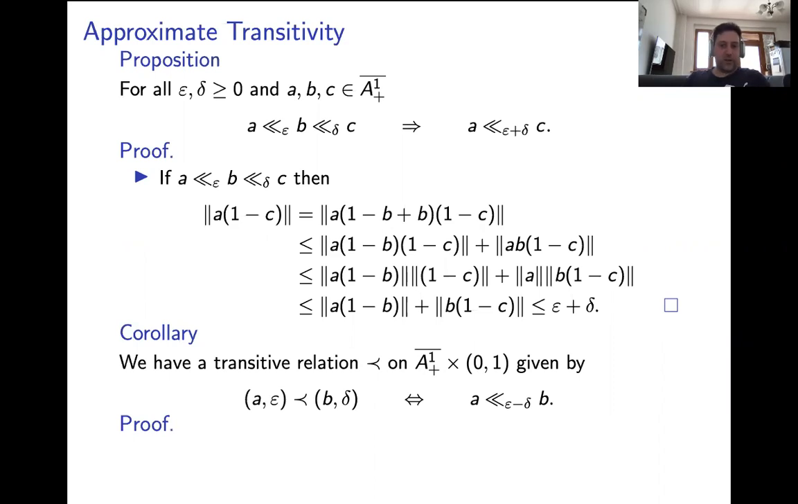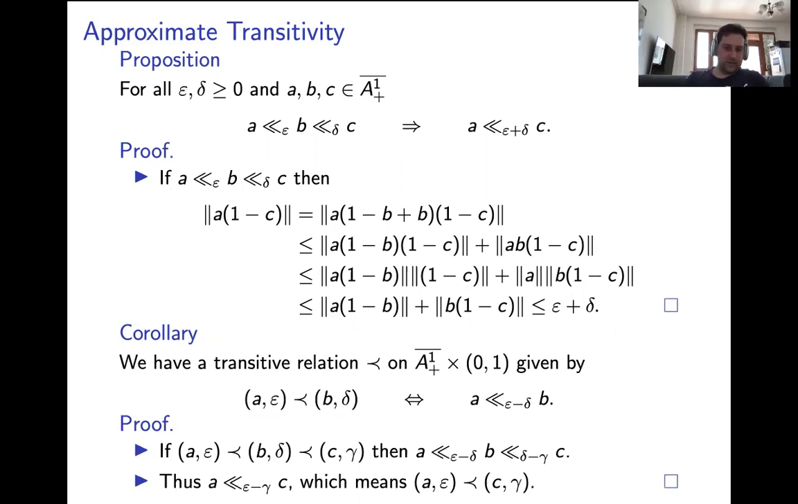And why is that transitive? Well, it follows immediately from approximate transitivity above. So if we have these expressions, if A epsilon is below B delta, is below C gamma, well, then what that really means by definition is this. But then if you add epsilon minus delta and delta minus gamma, you're going to get epsilon minus gamma, which tells you exactly that this is below that. So we have an honest to God transitive relation now on these pairs.